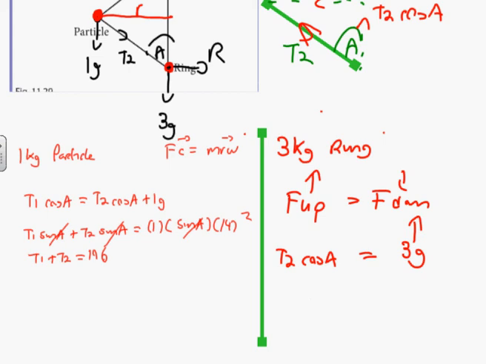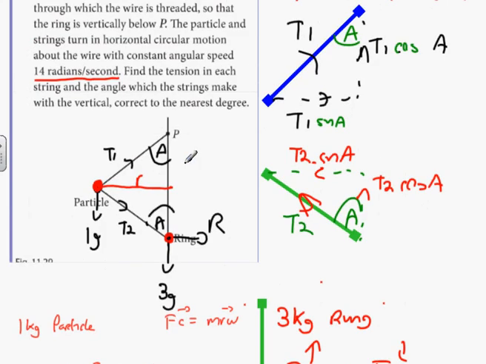No, because see the T1 cos A? It's not connected to the ring. T1 cos A is connected to the particle, and through the particle, T2 is acting. So unless that string is directly connected to the ring, it can't influence it. Or the influence is observed through T2.